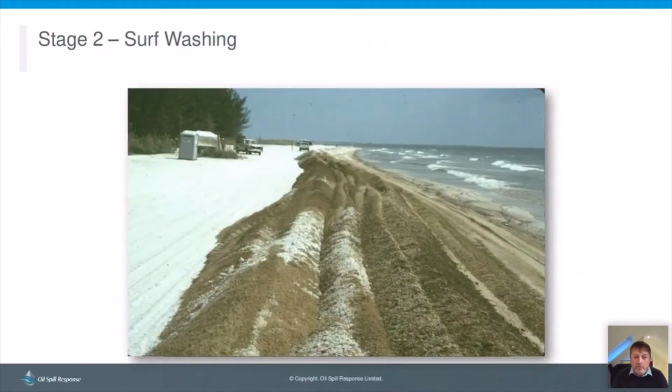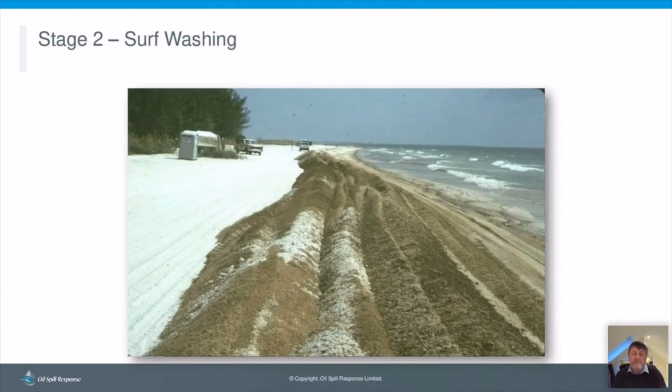Another technique might be surf washing. Again, I've mentioned NEBA already, but I'm going to mention it again, making sure that what you're doing isn't making the situation worse. But in some cases, what you can do is remove the substrate that's lightly contaminated, put it into the surf zone somewhere else where there's a high tidal action and lots of surf zone activity, and allow nature, that surf zone, to clean the sand.